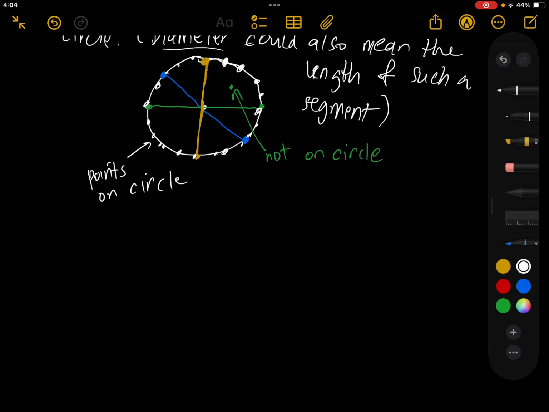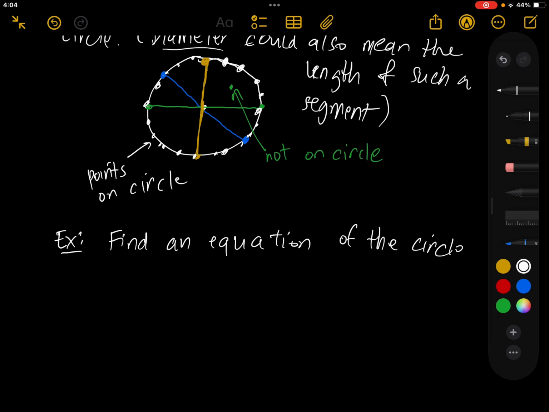Let's look at an example of finding an equation of a circle. Find an equation of the circle with center C, which is (2, 4), and radius 2.